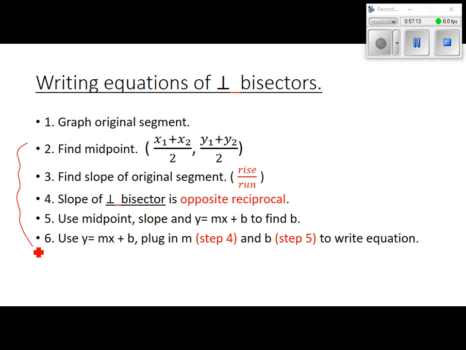First thing you're going to do, you're going to find the midpoint of the original segment. Then you're going to find the slope of the original segment. Those are the two formulas that we talked about last class.